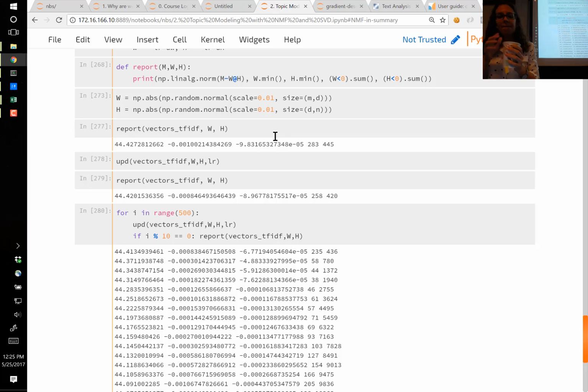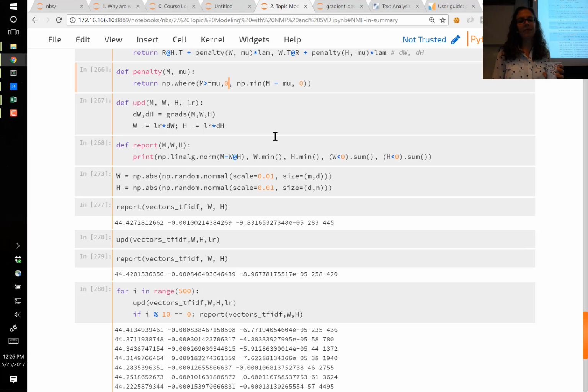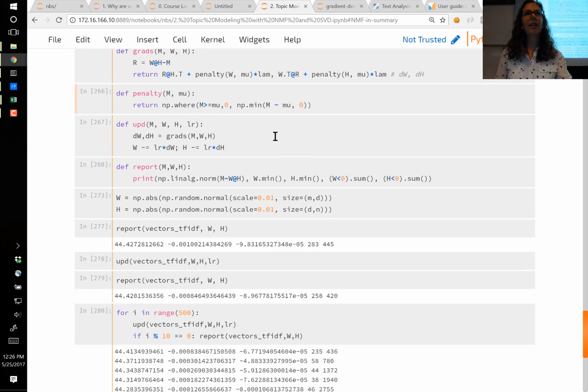Since you define the penalty as n minus mu, if n is less than 0, then this term will be negative. Does that mean the penalty is negative? Do you want the penalty to be positive? That's a good question. Here, this will be negative. What we're doing with our W and H is W minus equals dW, which is being returned in the grads method. So we have minus and negative is positive. But that's a good point.